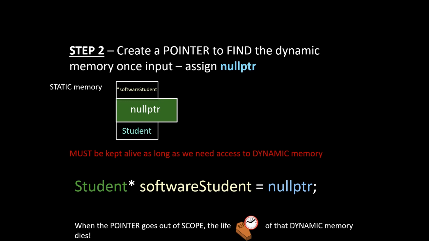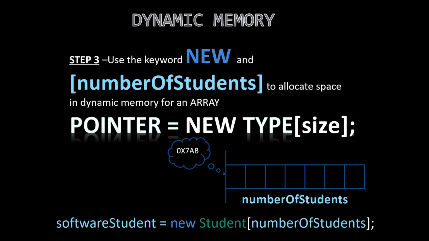When the pointer goes out of scope, the life of the dynamic memory dies with it. Step 3 is that we use the keyword new and number of students to allocate space in dynamic memory for an array. So this is basically pointer equals new type and then give it its size. In the earlier example, the size was number of students.